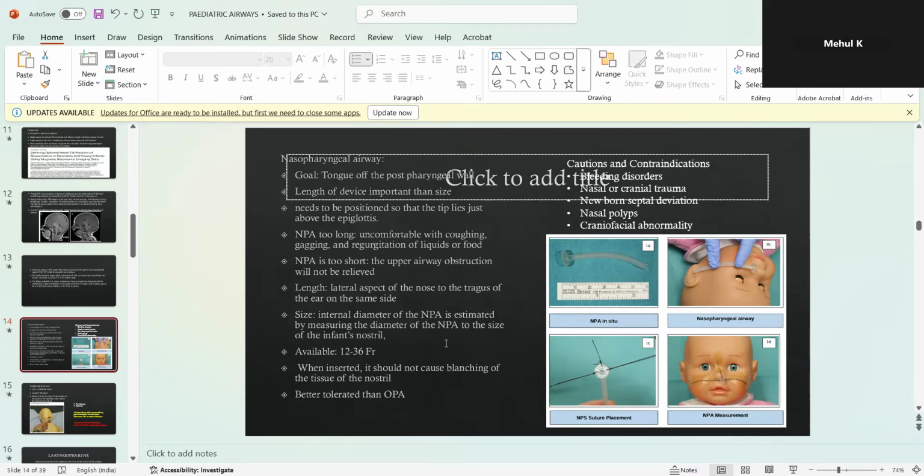But as the manufacturer changes and the material used changes, the outer diameter of the airway changes, which can actually cause mucosal injury when left in situ for longer duration. So please ensure that it does not cause blanching of the tissue of the nostril when you're leaving it in situ. And understandably, nasopharyngeal airways are better tolerated than oropharyngeal airways. You'll actually see patients and kids with nasopharyngeal airways left in situ in your plastics and ENT wards all the time. There are certain contraindications for using a nasopharyngeal airway, such as bleeding disorders, nasal or cranial trauma, newborns with septal deviation, nasal polyps, and any kind of craniofacial abnormality that you don't completely understand.